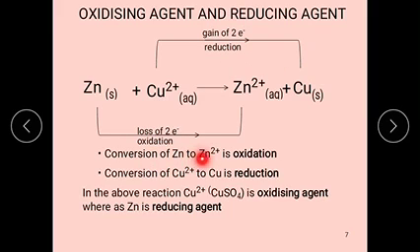In this case, zinc to zinc plus 2 is the oxidation reaction. Copper plus 2 to copper is a reduction reaction. Okay, in this case, copper plus 2 gains the electrons, then it is an oxidizing agent. Zinc acts as a reducing agent, which means it readily loses the electrons.